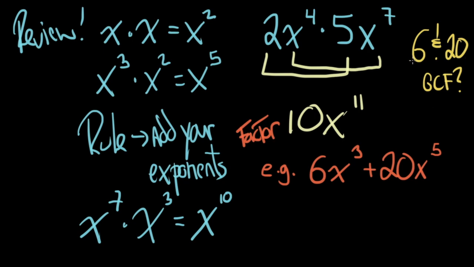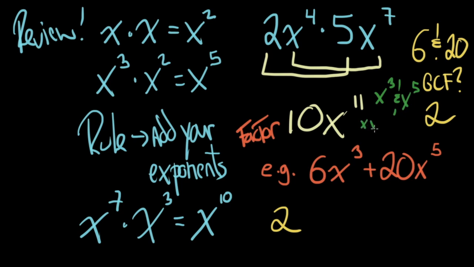Let's see. Is it 1, 2, 3, or 6? I think it's going to be just 2. So we know you're going to have a 2. But now you must also ask, what is your GCF going to be of x to the 3rd and x to the 5th? How many x's are common?